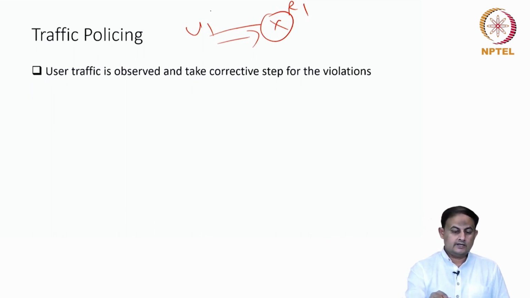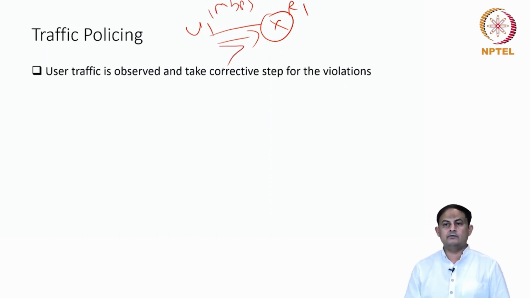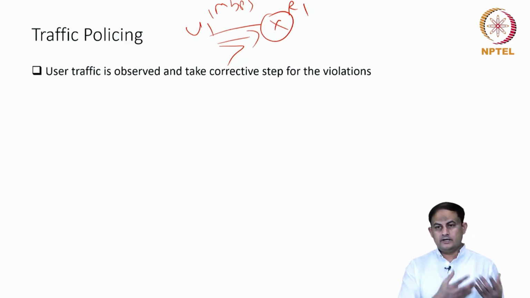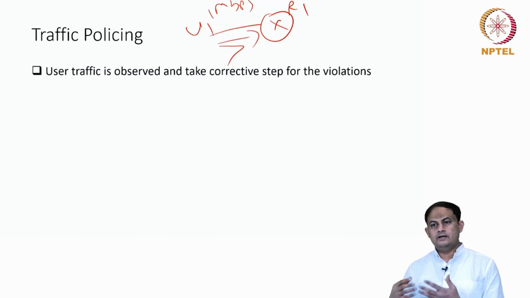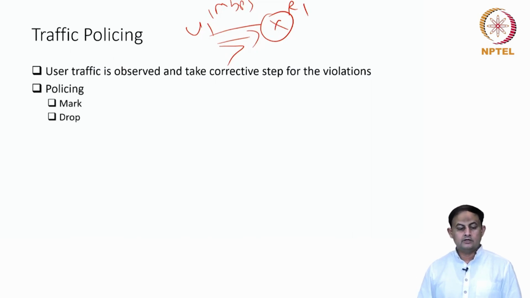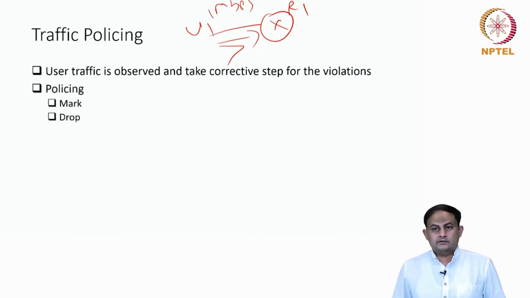Let's assume that the user has agreed to transmit at a peak rate of 1 Mbps, and if the traffic arrival rate of U1 at this router R1 exceeds that, then you need to take corrective action. That corrective action is called policing. So, you observe the rate of arrival, or any other parameter that you agreed upon, and then you take corrective actions for the violations.